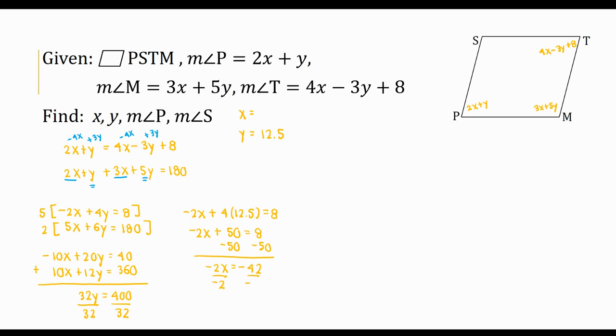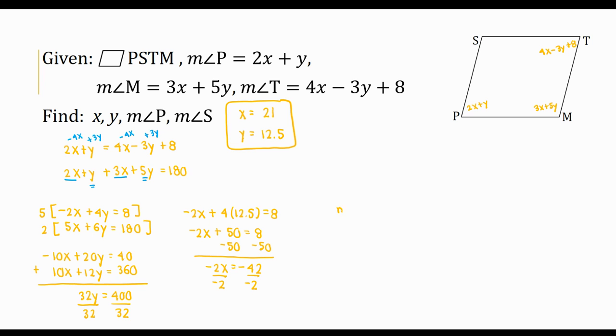And then I'll divide both sides by negative 2. And so when I have negative 42 divided by negative 2, it's going to give me a positive number, and it's going to give me 21. So I have half of my answers. I've got x and y. Now I need to find the measure of angle P and the measure of angle S. So here's half of my answer.